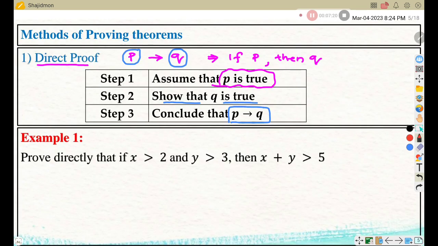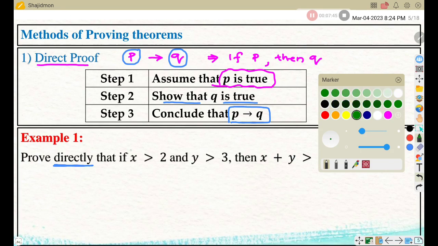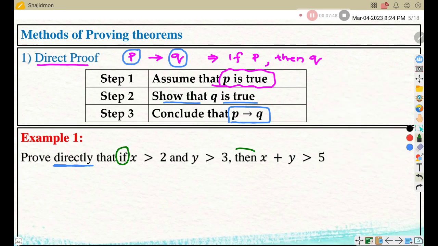So let me do one question here. Prove directly that if x greater than 2 and y greater than 3, then x plus y greater than 5. First see what the statement is. Prove directly, so the direct method we need to use. You know this if-then statement, one-sided arrow, that is a conditional statement. So if x greater than 2 and y greater than 3, this is the P statement.